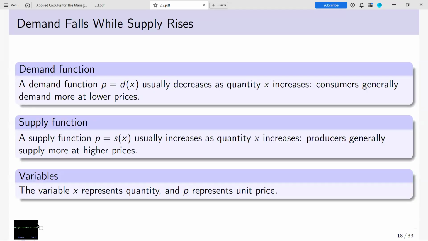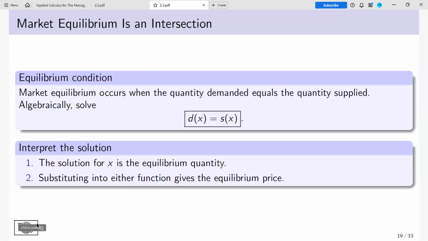Demand and supply express price as a function of quantity. Demand usually slopes downward, while supply usually slopes upward. Their intersection identifies a balanced market. At equilibrium, the demand and supply curves give the same price for the same quantity. Solving one equation provides the quantity, and substitution provides the price.